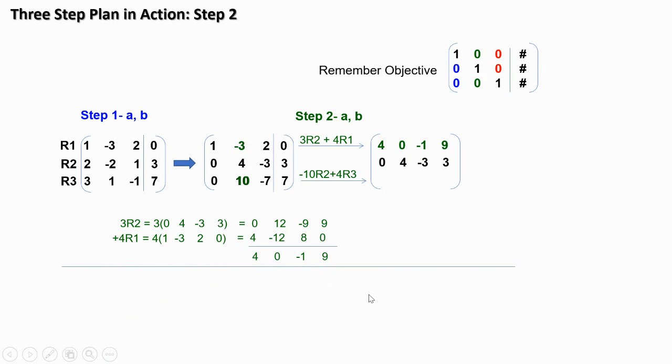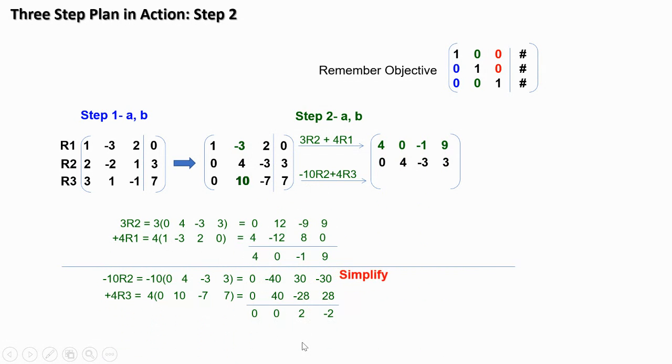Okay. Now I'm going to do part B of step 2. So negative 10 times row 2, which is 0, 4, negative 3, and 3, gives the result 0, negative 40, 30, and negative 30. Now we're going to add it to 4 times row 3, which gives us 0, 40, negative 28, and 28. After we execute the operation, we get 0, 0, 2, negative 2.